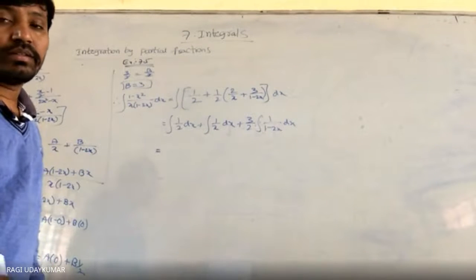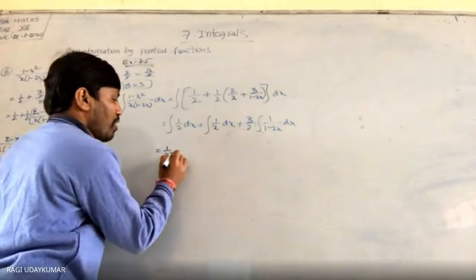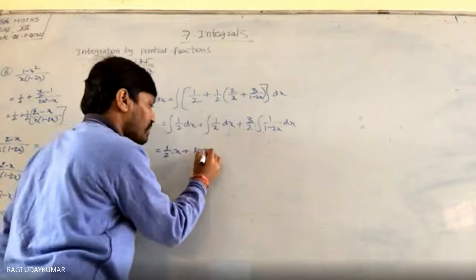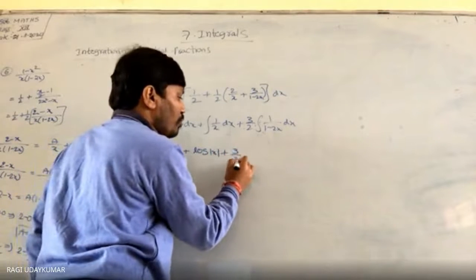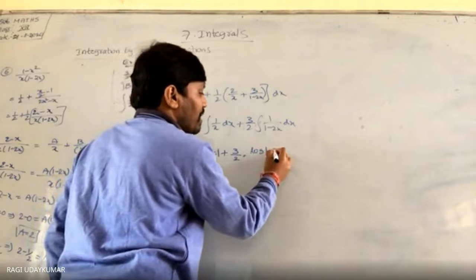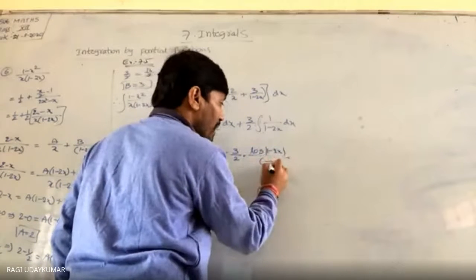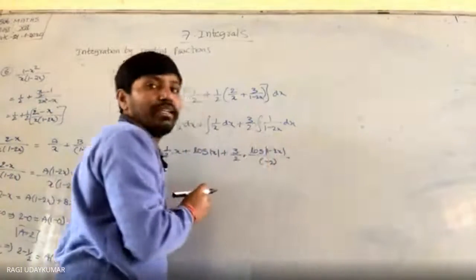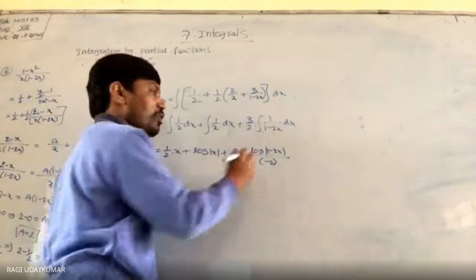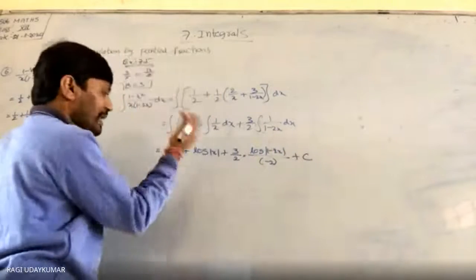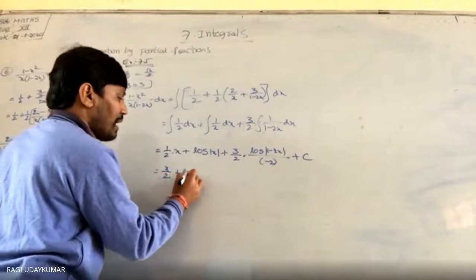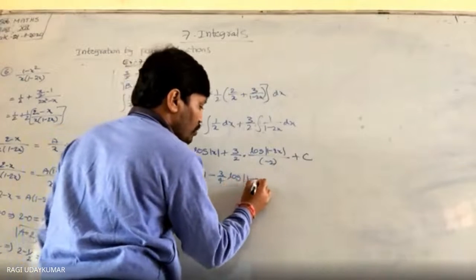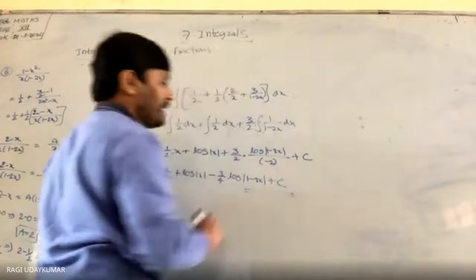Differential integration x 1 by 2 of x plus, what is the integration of 1 by x dx? Log of mod x plus 3 by 2 into logarithm of 1 minus 2x divided by minus 2, because here the coefficient of x is -2, so its differentiation comes in the denominator, plus c. If you want, you can write it as x by 2 plus logarithm of mod x minus 3 by 4 logarithm of 1 minus 2x plus c. So this is the integration of the given function.